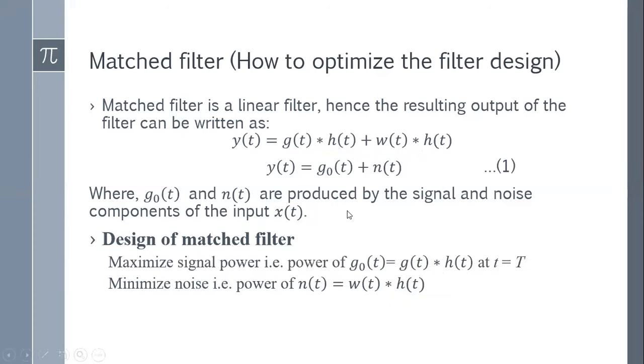So now how will we design the matched filter? What should our design be? The design will be in such a way that it maximizes this signal component. This is the signal component and this is the noise component. Our design should maximize the signal component and minimize the noise component. That means the impulse response of this matched filter h of t will be such that it maximizes the power of g naught t and minimizes the power of n of t. Okay, so this is what we should design.